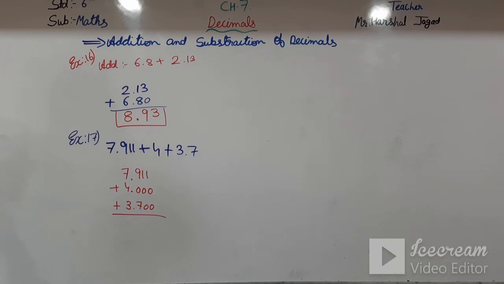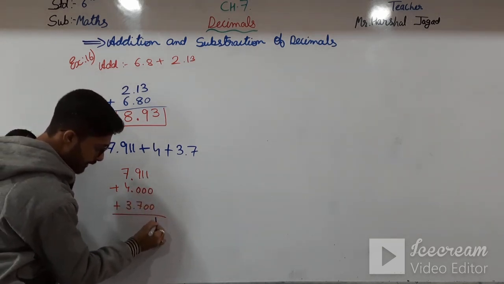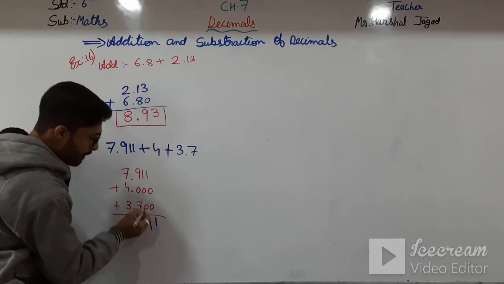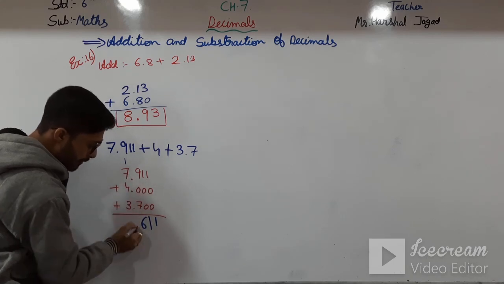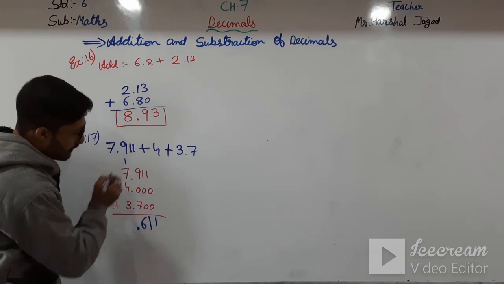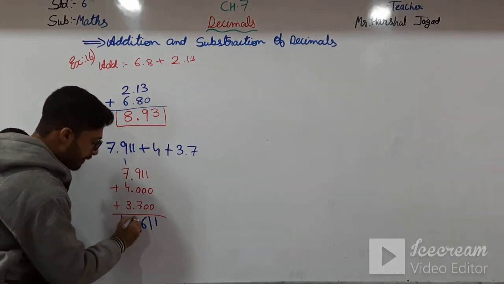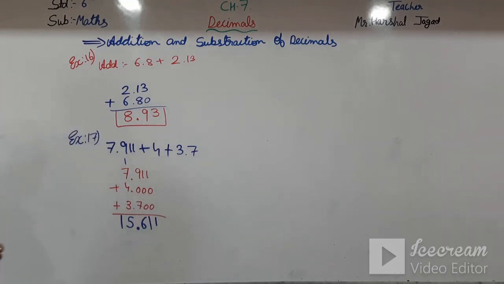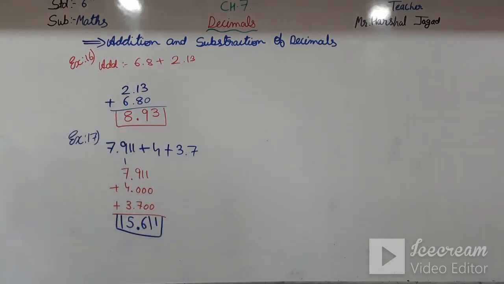Now we have to add this: 1 plus 0, 1, 0, 1 plus 0, 1, so here will be 1, here also 1. 9 plus 7, that is 16, here 6 and here 1 and a decimal point over here, after the 3 digits. Then 7 plus 1, 8, 8 plus 4, 12, 12 plus 3, 15. Okay, so this is our answer of example number 17. Okay, next one, that is example number 18.